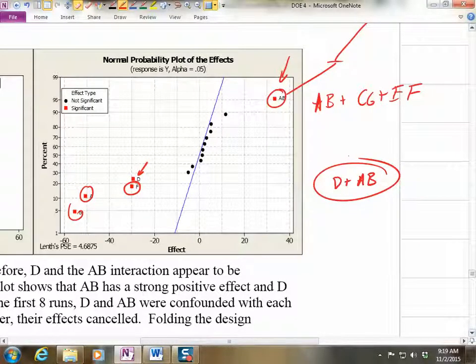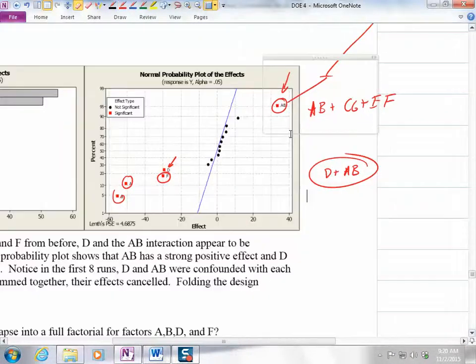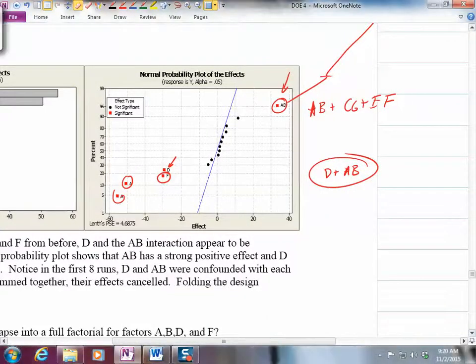When we folded it over and we broke that apart, then we were able to see D having its strong effect separate from AB, and then the AB's effect having its strong effect. Does that make sense? And by AB, it could be any of those.